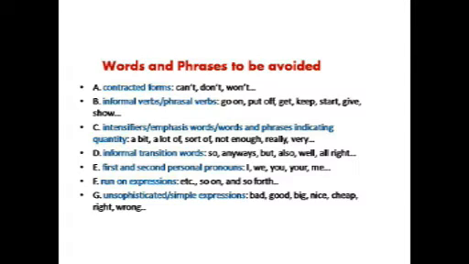Next, intensifiers, emphasis words, words and phrases indicating quantity like a bit, a lot of, sort of, not enough, really, very. Next, informal transition words like so, anyways, but, also, well, all right. Then we have first and second personal pronouns like I and you. So we, your, me. These kind of words should not be used because they are first person and second persons.